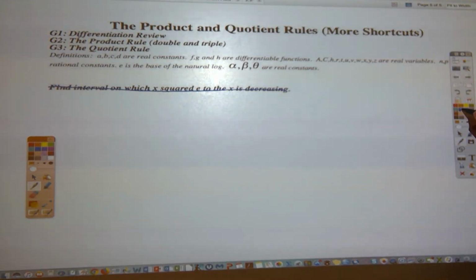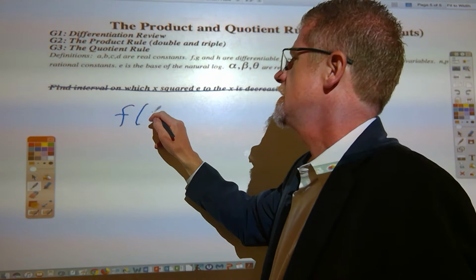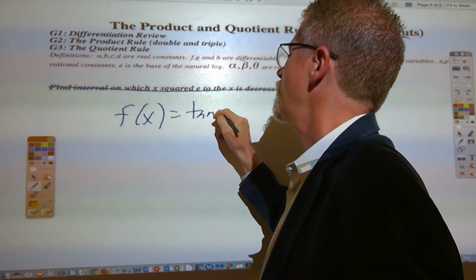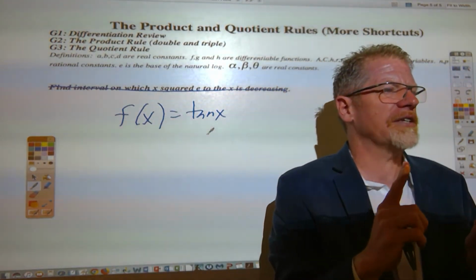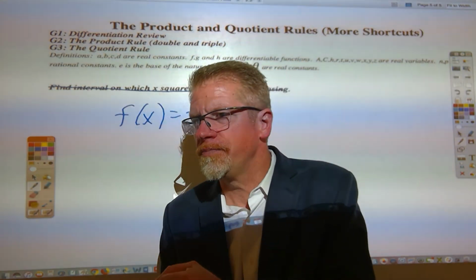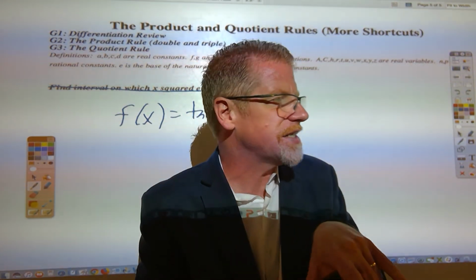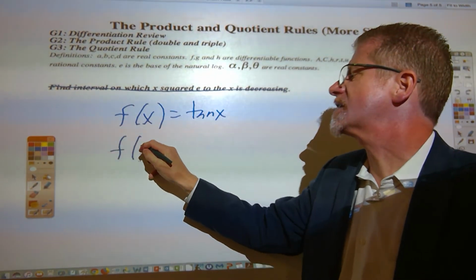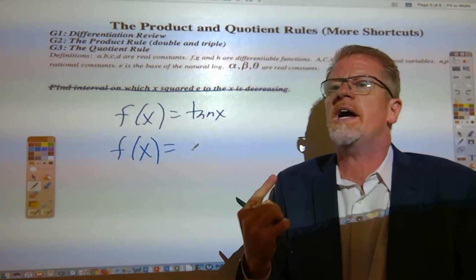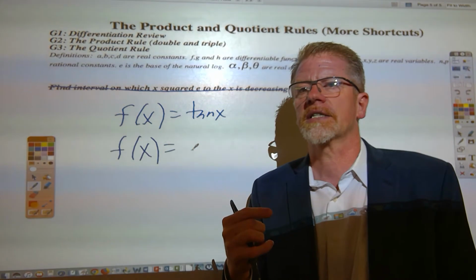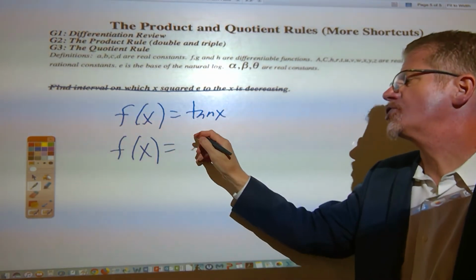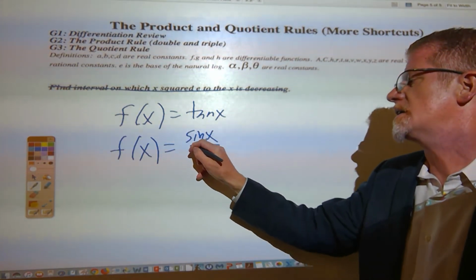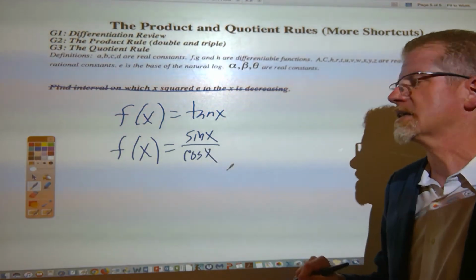Here we go. Let's take a look at f of x equals tangent x. Let's find out what the derivative of tangent x is. We know the derivative of sine is cosine. We know the derivative of cosine is negative sine. What's the derivative of tangent x? Well, to discover that, let's rewrite tangent x as a quotient, sine x divided by cosine x.